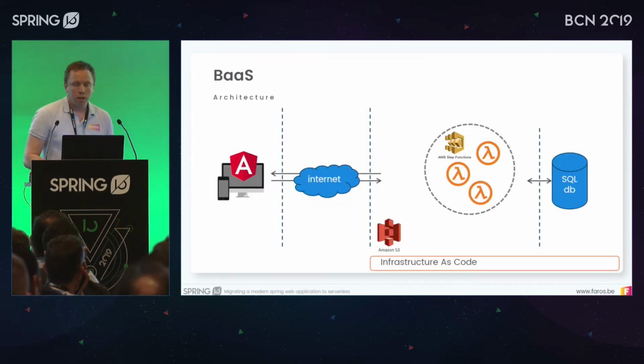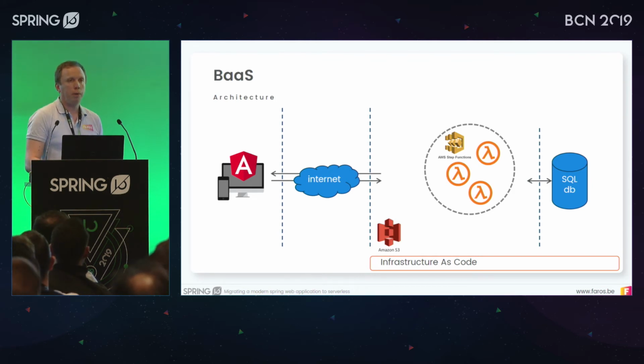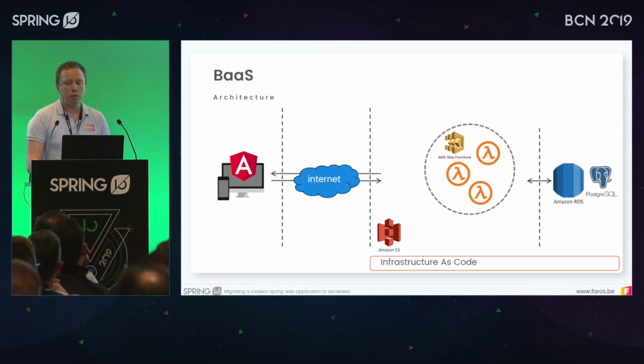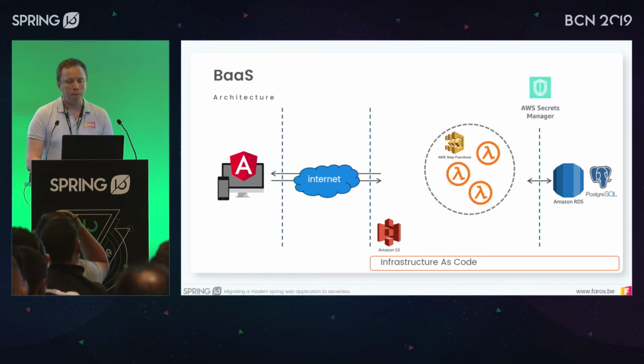Okay, so we have seen how we can create our functions now. Of course, as I said before, we have integration with a lot of services as well. The first thing we had to do was take a look at the database. We stayed with a SQL database, but we started using Postgres, managed in the cloud using Amazon RDS. So that was the first move we did. Of course, the migration of the data itself went very smoothly.